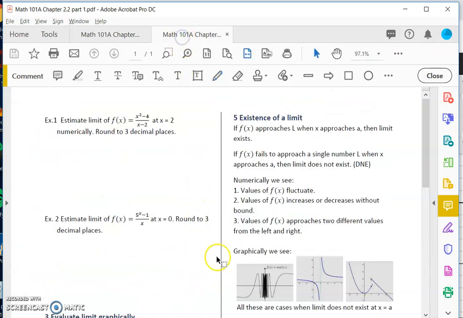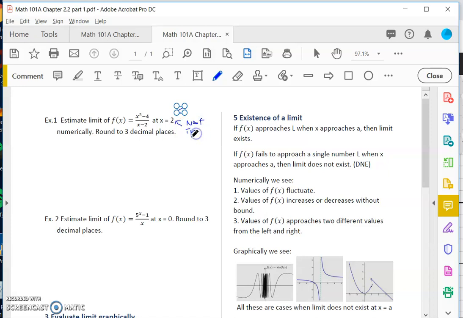So let's look at an example. Suppose we have the function f of x equals x squared minus 4 over x minus 2. We want to know, when x approaches 2, what does f of x approach? If we do function substitution, you will notice that this doesn't make sense. At x equal to 2, you would have a divide by 0. So x equal to 2 is excluded from the domain.